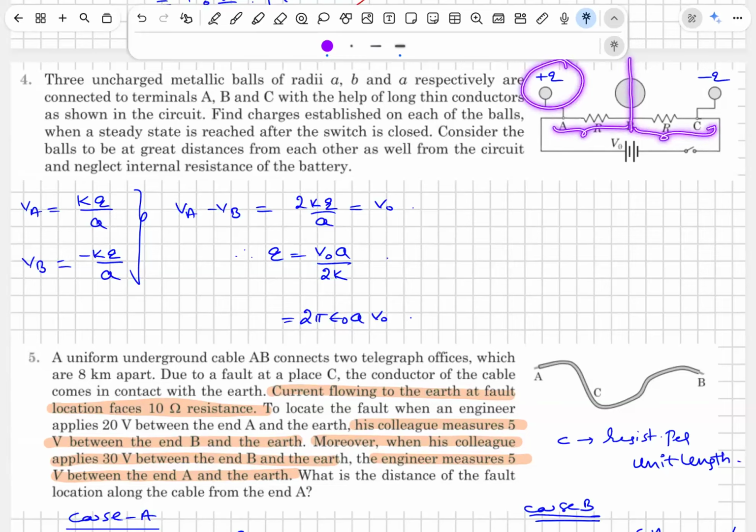And this is the positive side of the battery. This is the negative side of the battery. Because of that difference, they are having the same magnitude of the charges, polarity opposite. Any doubt? Any doubt, boys and girls? Do you have any doubt?